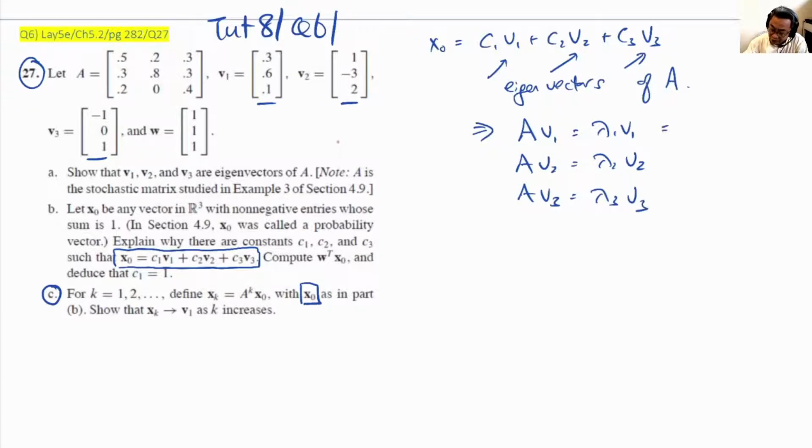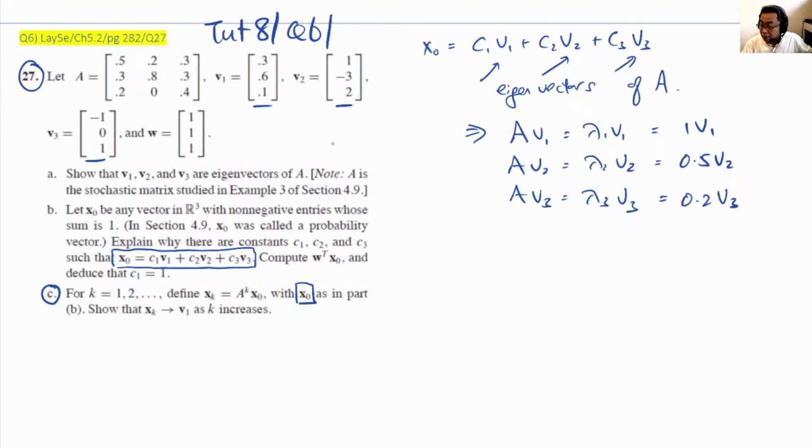Previously, we have calculated lambda 1, lambda 2, and lambda 3. Let's remind ourselves what they are now. The three eigenvalues are 1, 0.5, and 0.2 respectively for the associated v1, v2, and v3. Now we are asked to calculate what happens to xk, where xk equals A^k times x0.